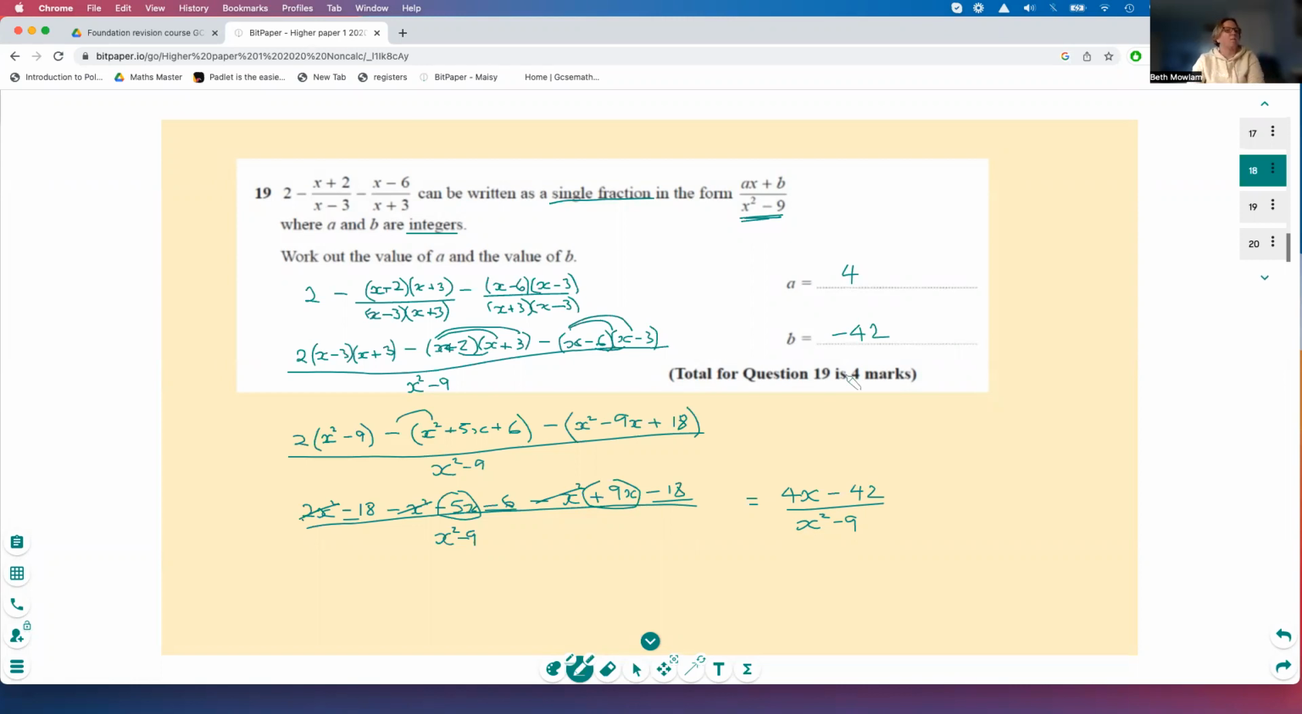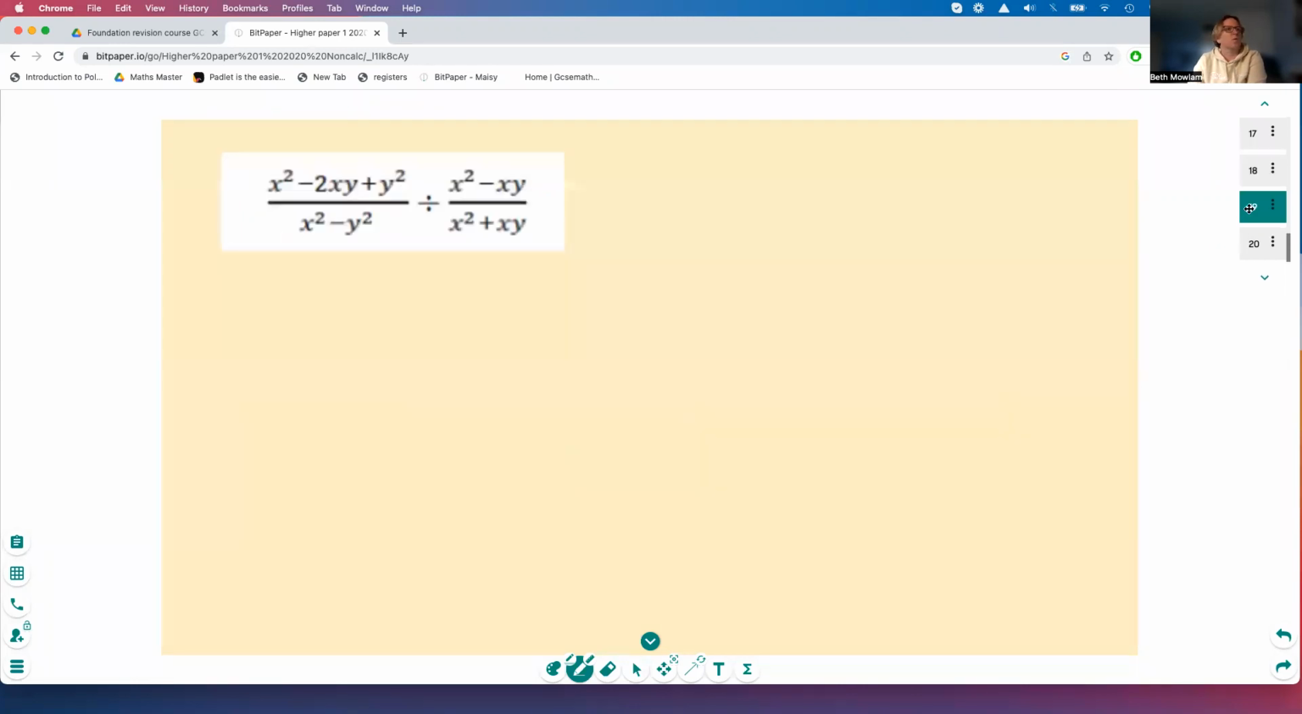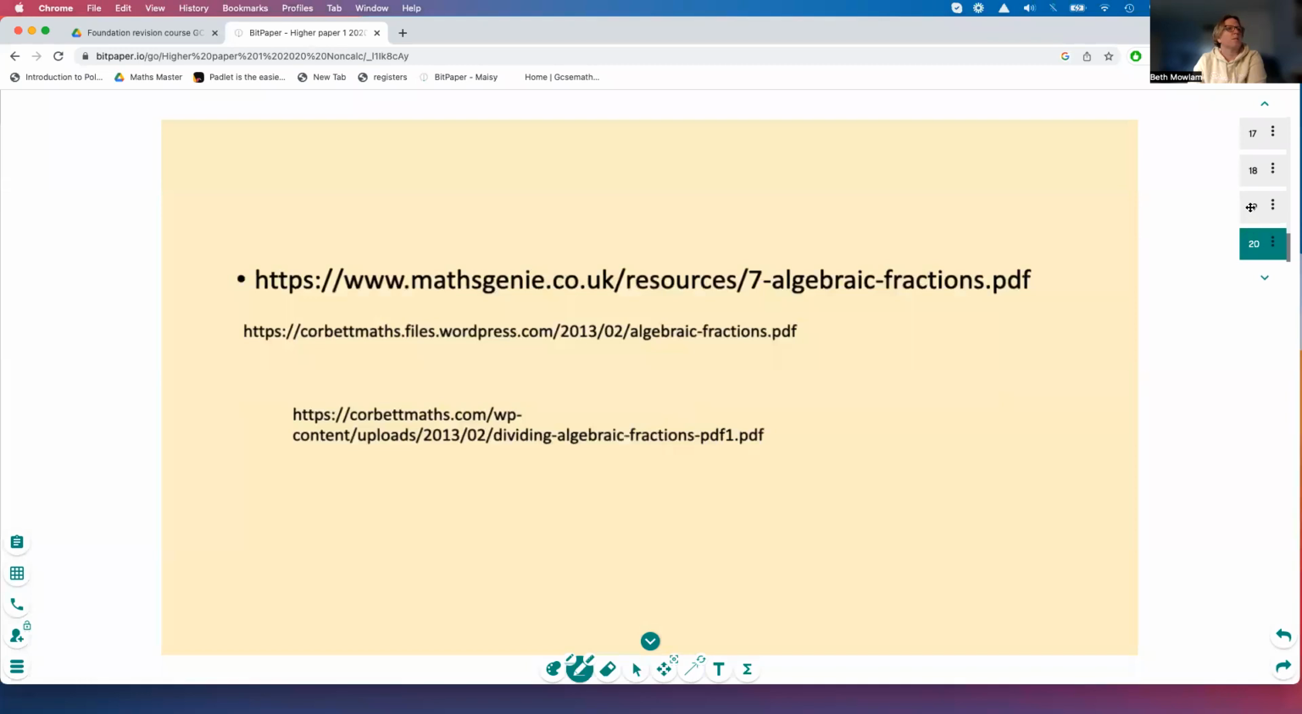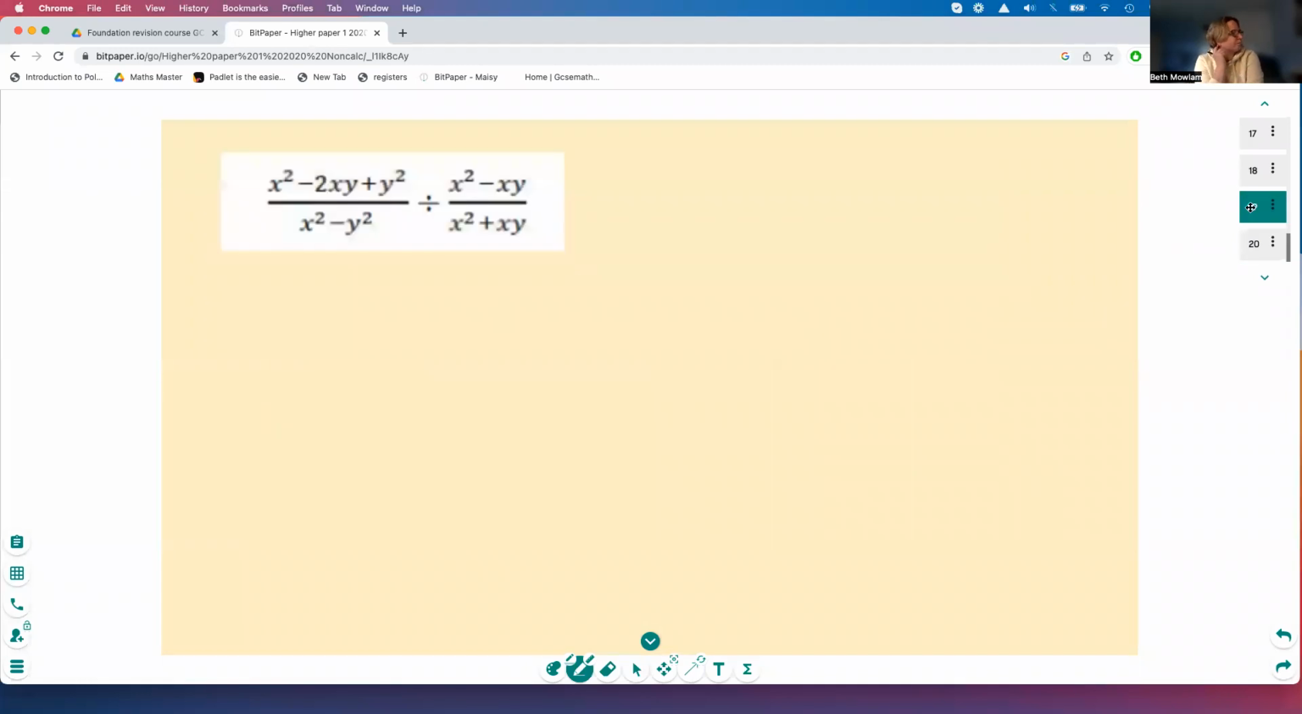Good, hopefully. Let's just double check. I can't remember if that was another question. Oh yeah, we've got one more to go. One more, yeah. So this one's a division one. So remember, dividing fractions: keep, flip, change. You always want to be looking to factorize. So I'm going to factorize first.